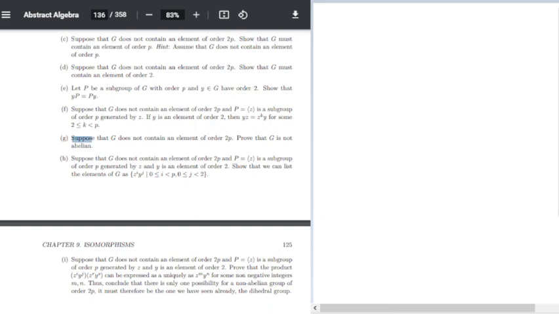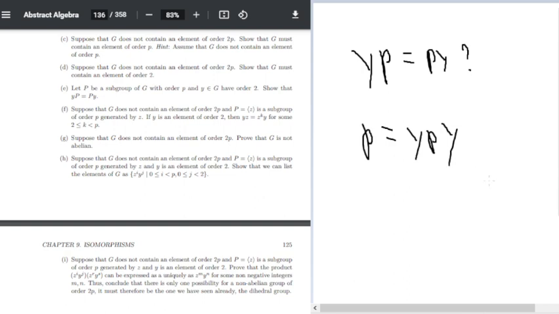Let's suppose that G does not contain an element of order 2p. Prove that G is not abelian. So suppose that we have an element z and an element y. Is yz equal to zy? Well, if this were the case, then z would be equal to y z y^-1.